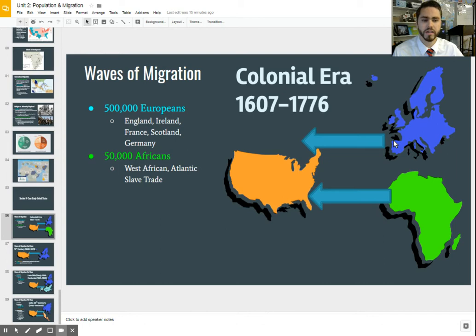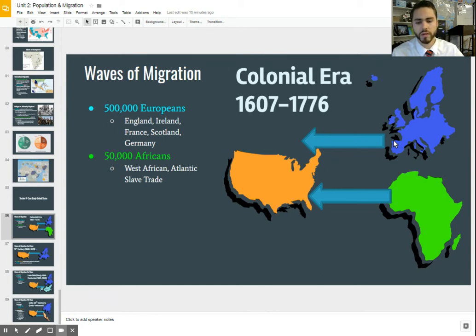This is the time period where the United States wasn't even the United States yet. They were colonies of England. And so during that time period is the first time we see immigrants move into the area later known as the United States. This first wave was characterized by mostly Europeans coming over for different reasons, but mainly from England, Ireland, France, Scotland, and Germany. As you can see there, about 500,000 Europeans came during this time period.